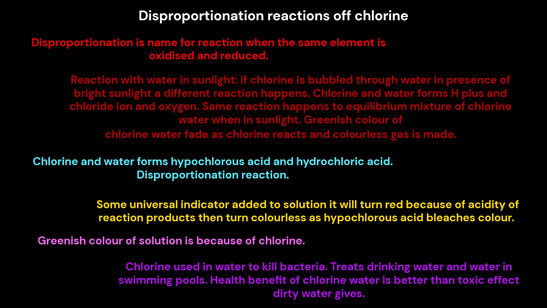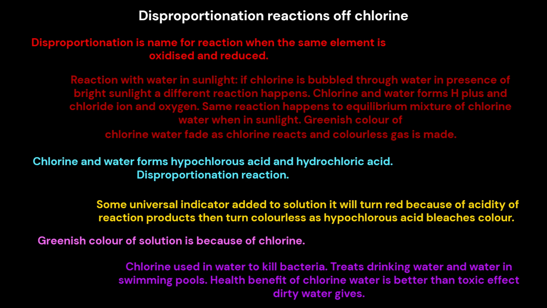Disproportionation reactions of chlorine. Disproportionation is the name for a reaction when the same element is oxidized and reduced. Reaction with water in sunlight. If chlorine is bubbled through water in the presence of bright sunlight, a different reaction happens. Chlorine and water form H+ and chloride ions and oxygen. The same reaction happens to an equilibrium mixture of chlorine water when in sunlight. The greenish color of chlorine water fades as chlorine reacts and a colorless gas is made.